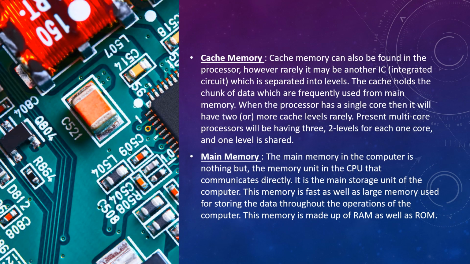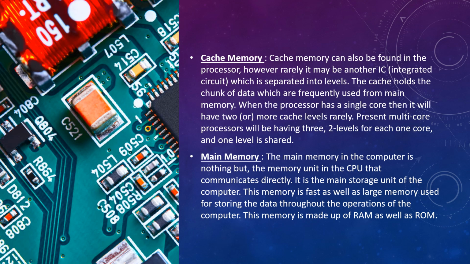Cache memory. Cache memory can also be found in the processor. However, rarely it may be another IC, integrated circuit, which is separated into levels. The cache holds the chunk of data which is frequently used from main memory. When the processor has a single core, it will rarely have 2 or more cache levels. Present multi-core processors will have 2 levels for each core, and 1 level is shared.